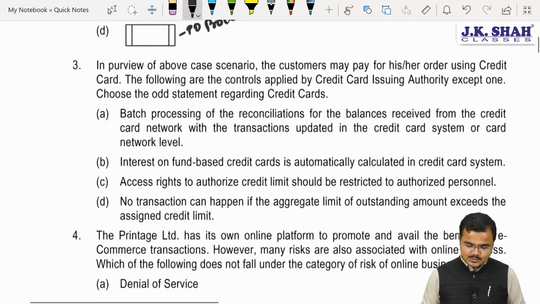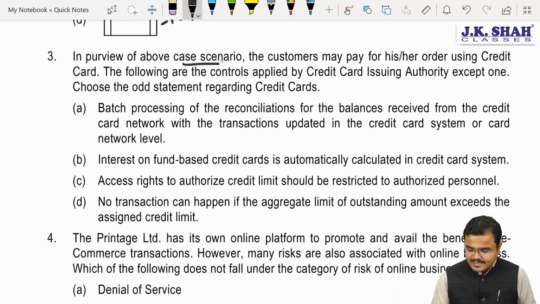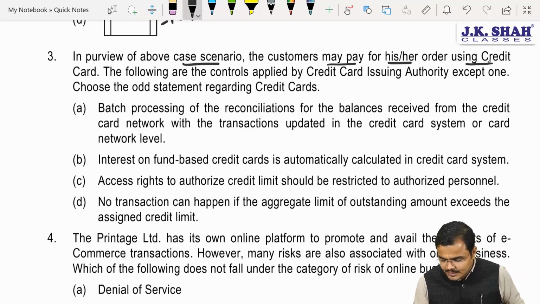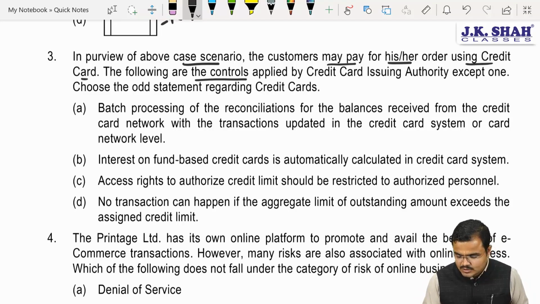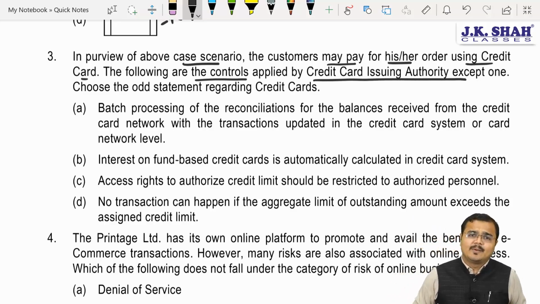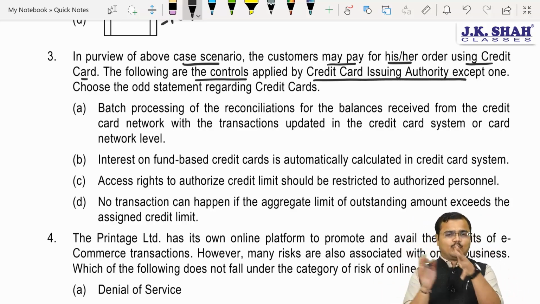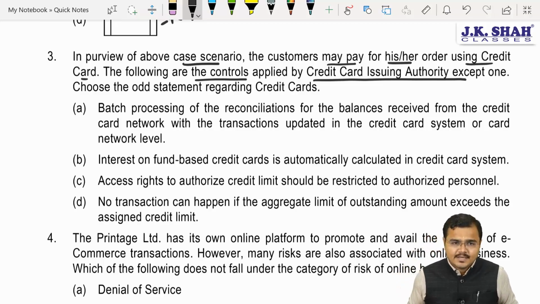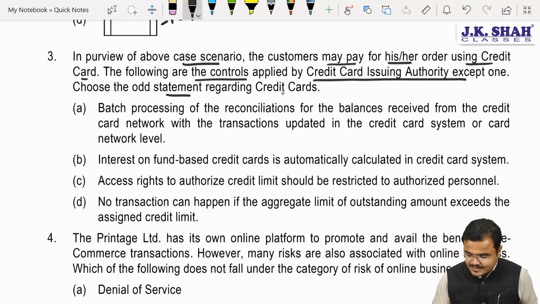Correct, Chartered. Next question. In purview of the above case scenario, the customer may pay for his or her order using the credit card. Okay, we know very well. The following are the controls applied by the credit card issuing authority. That is, the credit card issuing authority may be the card association or the card issuing bank, both would be considered over here. Except one. It means all the controls are there, but one control does not match over here. We need to identify which control does not match. Choose the odd statement regarding the credit card.